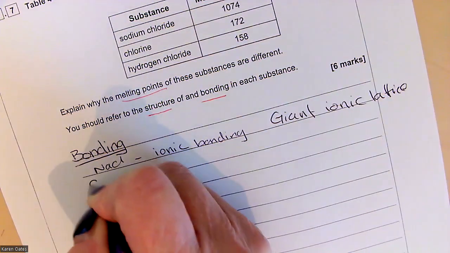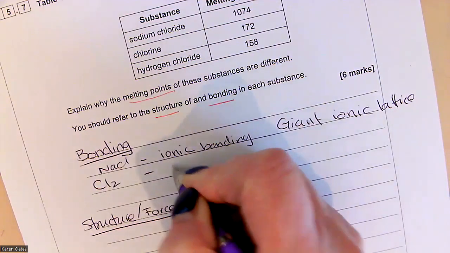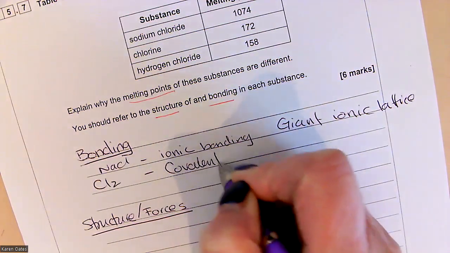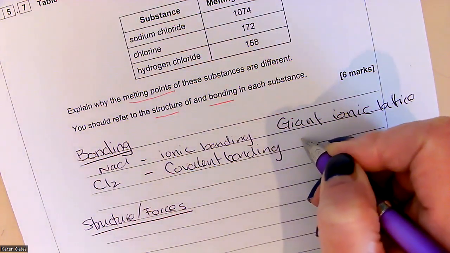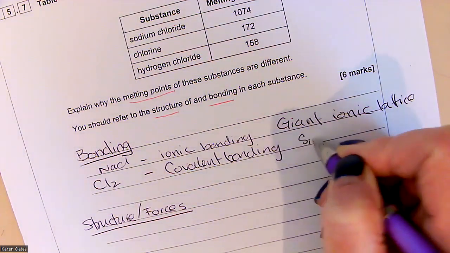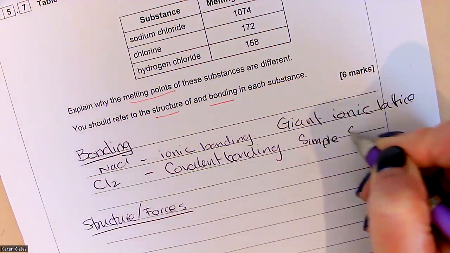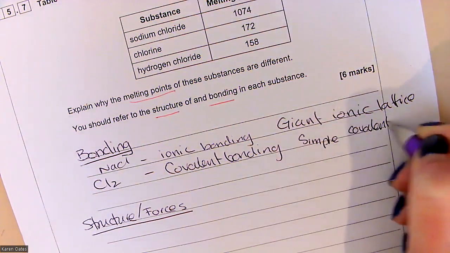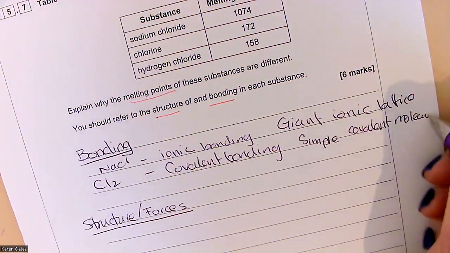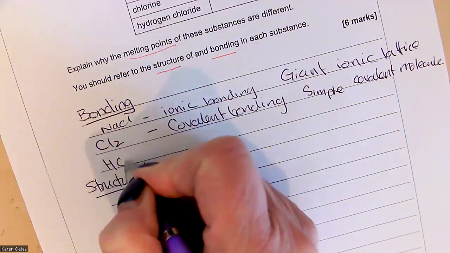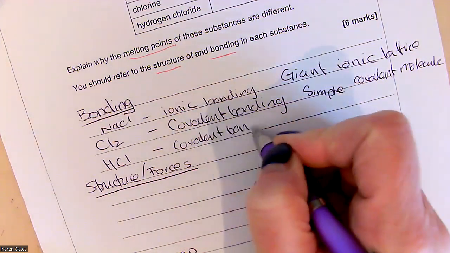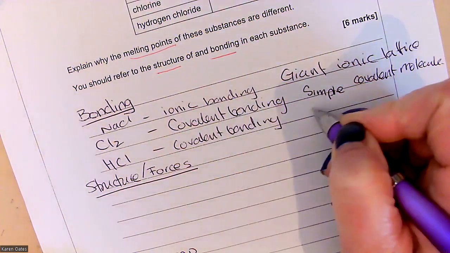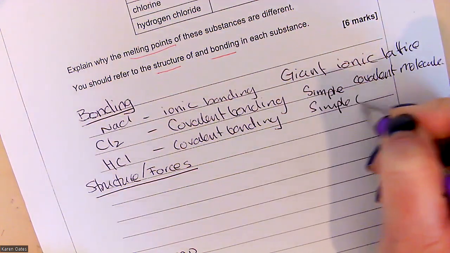If I look at Cl2, it is covalent bonding, and that's going to give rise to a simple covalent molecule. Okay, so we've got to be careful with how we describe these. And the next one is HCl, and we've got covalent bonding, again, between the hydrogen and the chlorine, and that is also a simple covalent molecule.